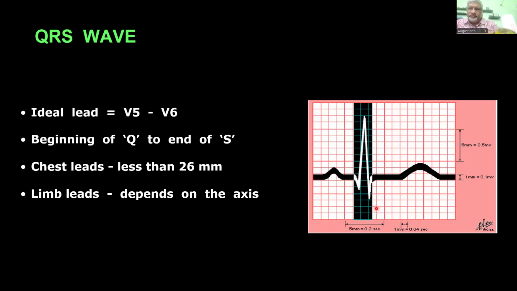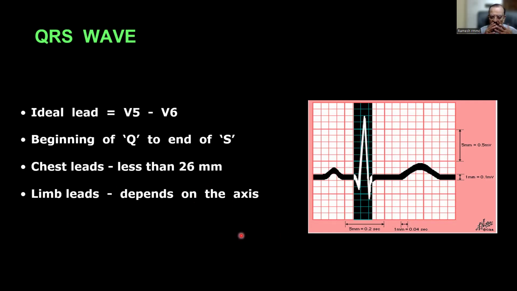In the chest leads, the height of the QRS should be less than 26 millimeters. From the base to the tip, it should not occupy more than 26 small squares. One small square is 1 millimeter, isn't it? So 26 millimeters is 26 small squares. If it is more than 26 millimeters, you should suspect ventricular enlargement. Just like the P wave, if it is very big, we suspect atrial enlargement. Same way, if the QRS is very big, you should suspect ventricular enlargement. The upper cutoff is 26 millimeters on V5, V6, the chest leads.